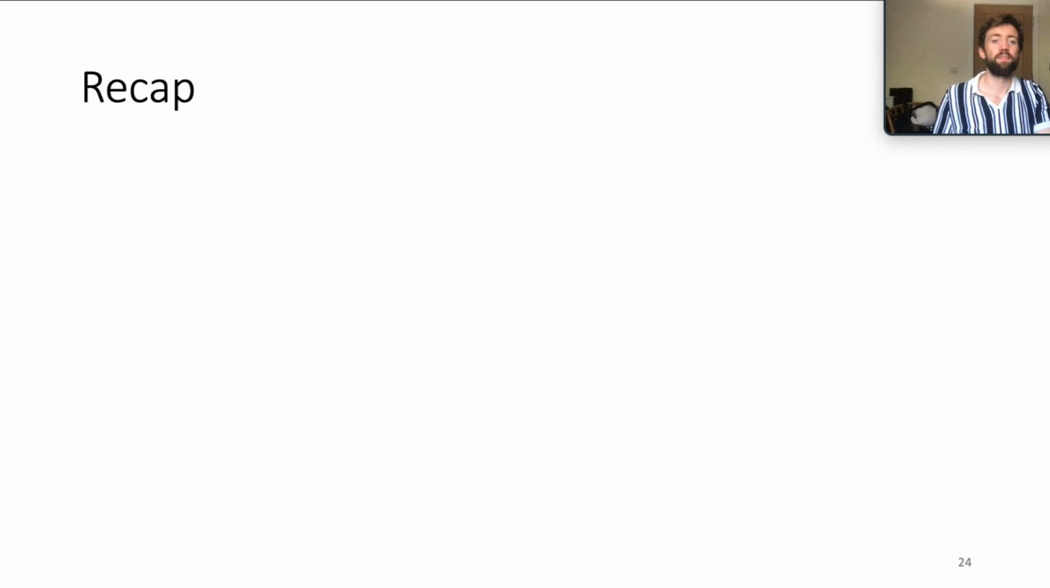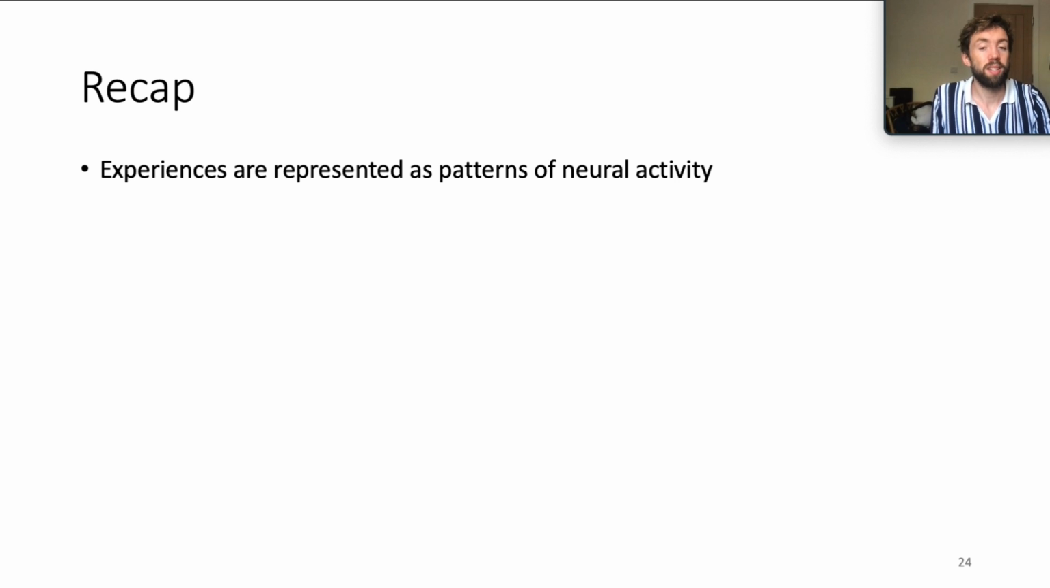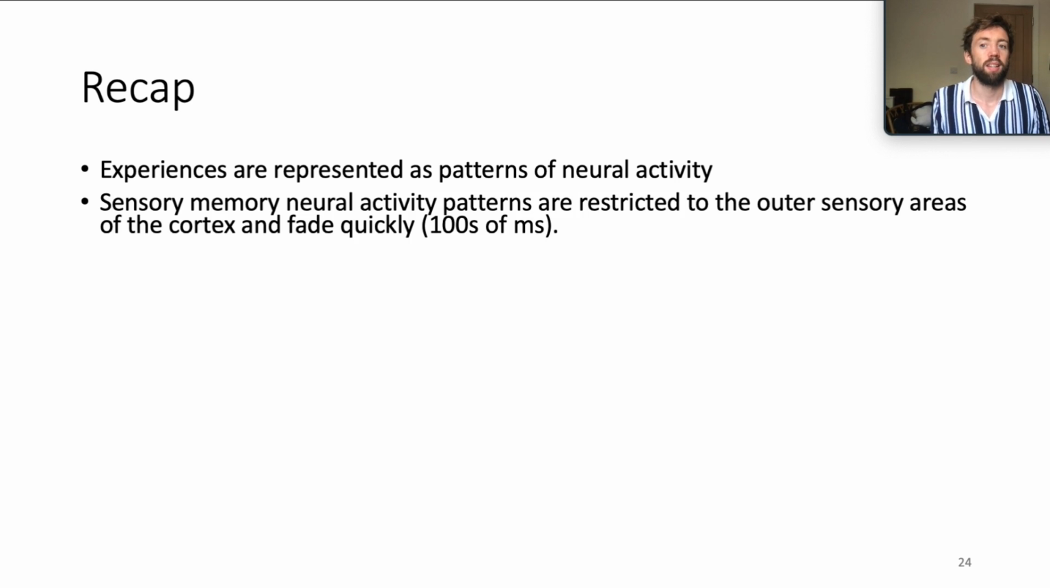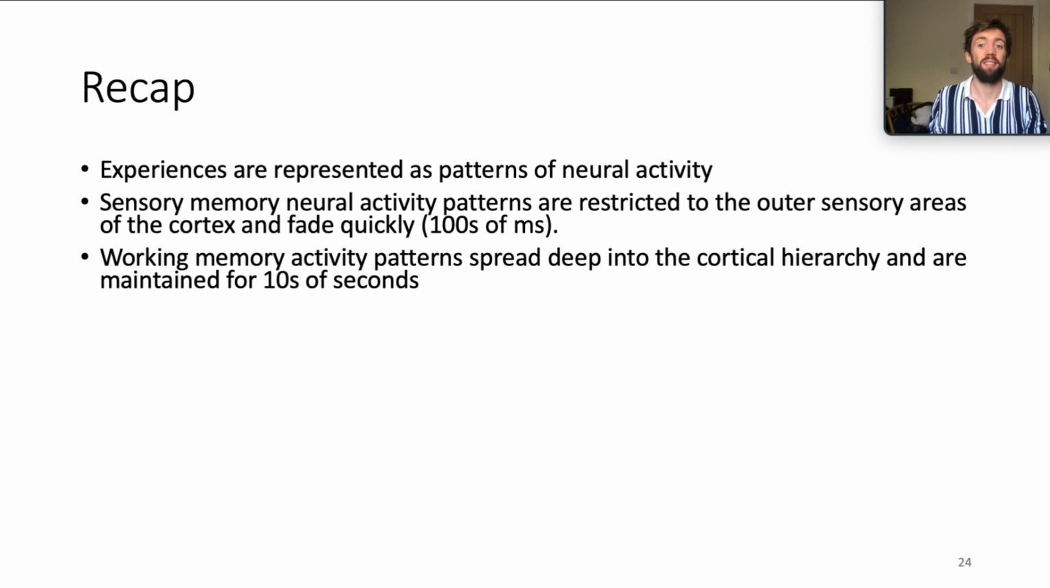And to recap today, we learned that experiences are represented in the brain as patterns of neural activity. Sensory memory neural activity patterns are restricted to the outer sensory areas of the brain, and they fade quickly, on the order of about 100 milliseconds. Working memory activity spreads deep into the cortical hierarchy, from the back of the brain right up to the front, the prefrontal cortex, and this activity is maintained for tens of seconds.